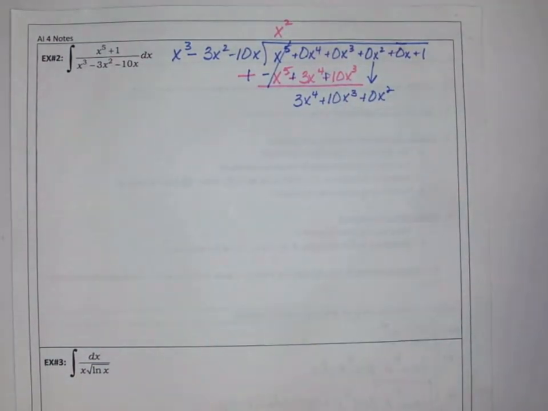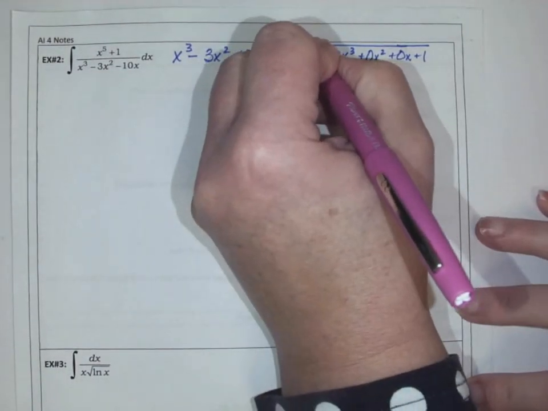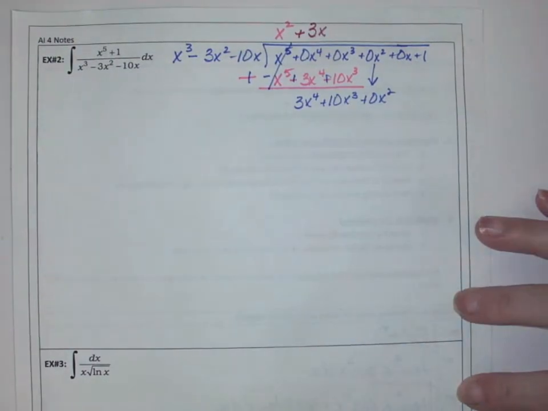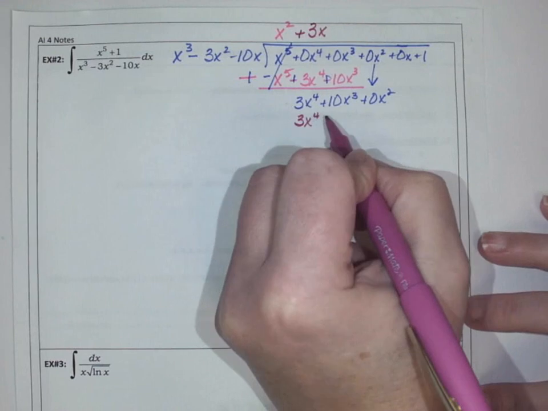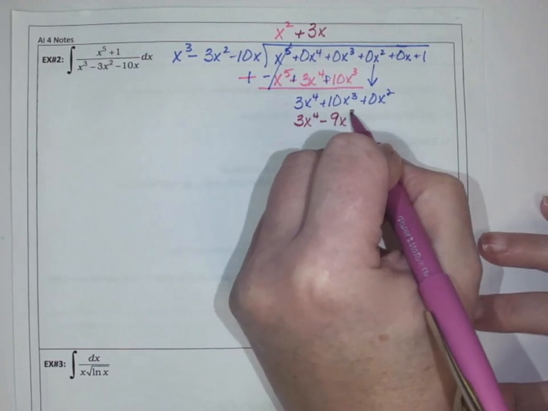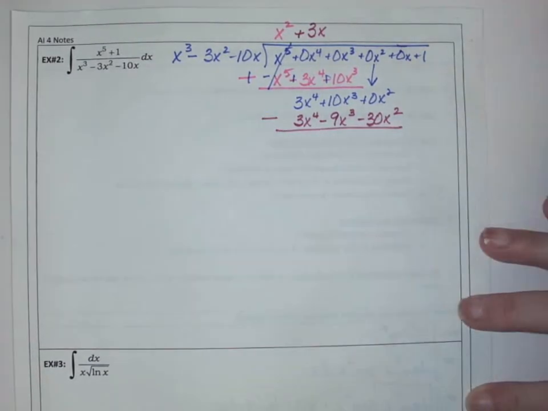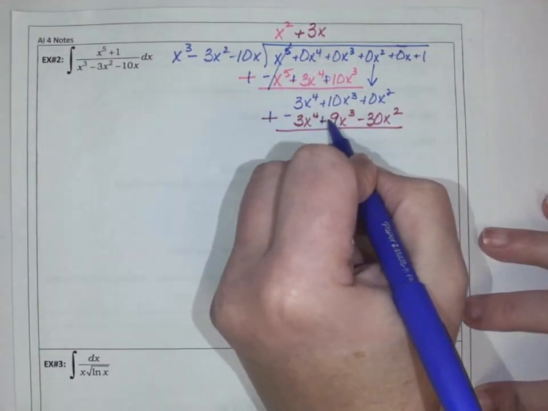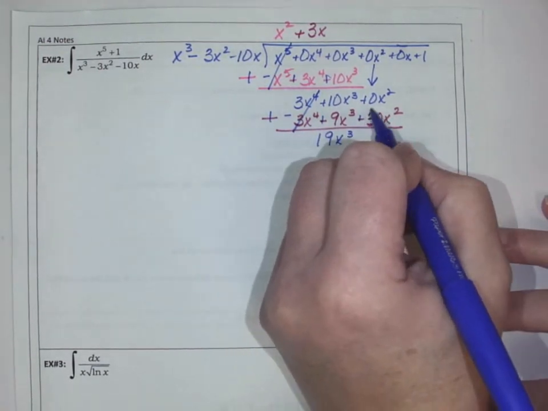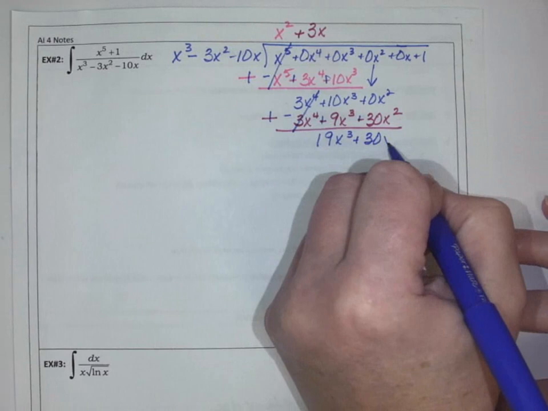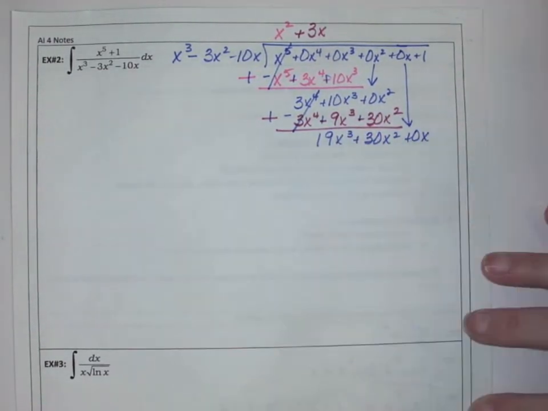All right, so now what do I multiply by to get 3x to the 4th? That would be a plus 3x. And here's where my numbers start to get bad. If I distribute, that gives me 3x to the 4th minus 9x cubed minus 30x squared. I'm going to subtract, so I'm going to change my signs. So 10 plus 9 makes a 19x cubed. 0 plus 30 makes a 30x squared. And I'm going to bring down my plus 0x.